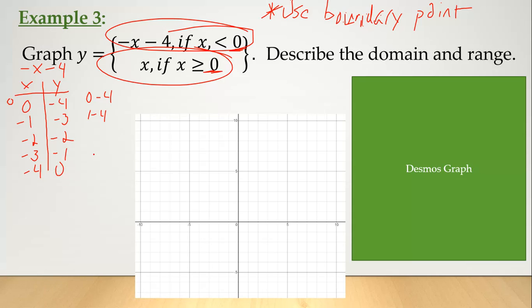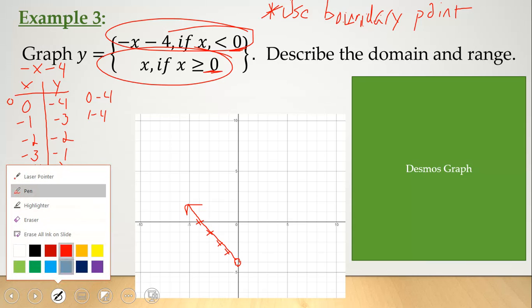So let's plot that graph, negative x minus 4. So we have the point 0, negative 4, which is going to be an open circle. Why is it an open circle? Because 0 is really not a part of that graph. Okay, it's less than 0. Then I have negative 1, negative 3, which will be a regular point. Negative 2, negative 2, negative 3, negative 1, negative 4, 0. So I have a graph that looks like this.